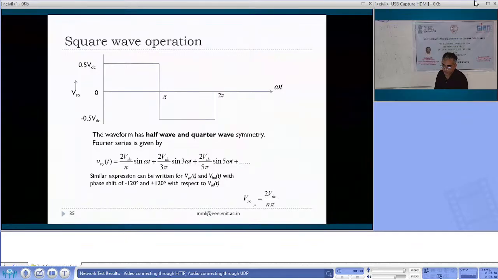The waveform has half wave symmetry and quarter wave symmetry. This square waveform consists of the fundamental waveform, as you see here. This is the fundamental, third harmonic, fifth harmonic, and so on, infinite harmonics. If you add all these harmonics, you will get a square waveform. So all these sine waveforms together make your square waveform.